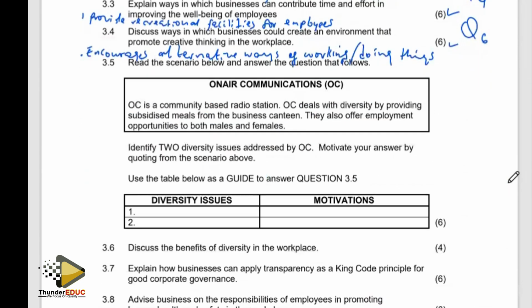Okay, right, guys. So now let's check. Remember, when you quote from the scenario, you're expected to take the sentence as fully as it is. So now let's check here. We had been told that OC, this is sentence 1, this is sentence 2, this is sentence 3. OC deals with diversity by providing subsidized meals from the business canteen. So now this is nothing but poverty. And then this is sentence 2. Remember, you don't say sentence 2 when you write the sentence fully as it appears in the scenario. So now the last one, they also offer employment opportunities to both males and females. So now this is nothing but gender. So now this is going to be sentence 3. You take this as sentence 3 exactly the way it appears.